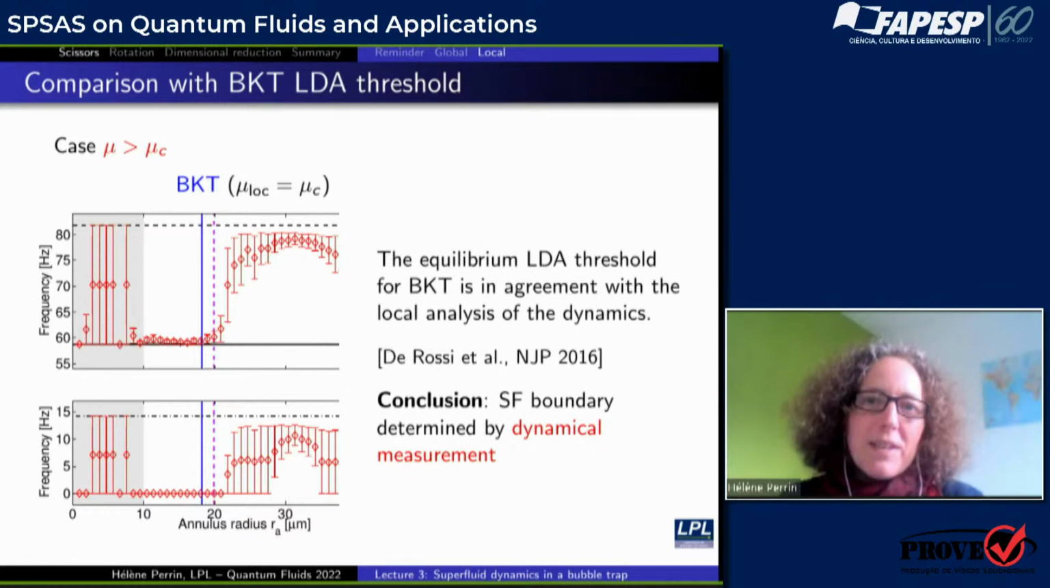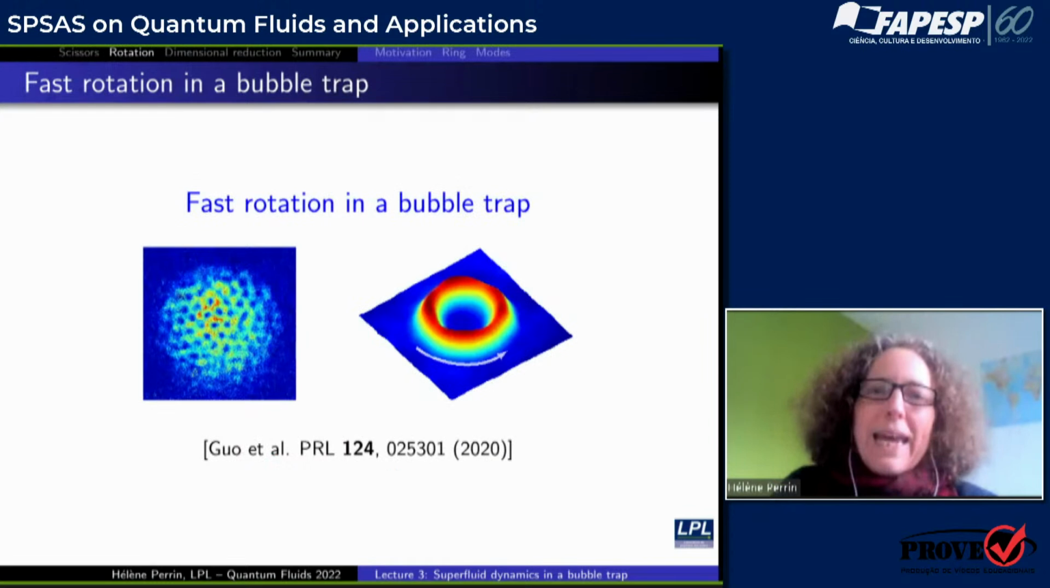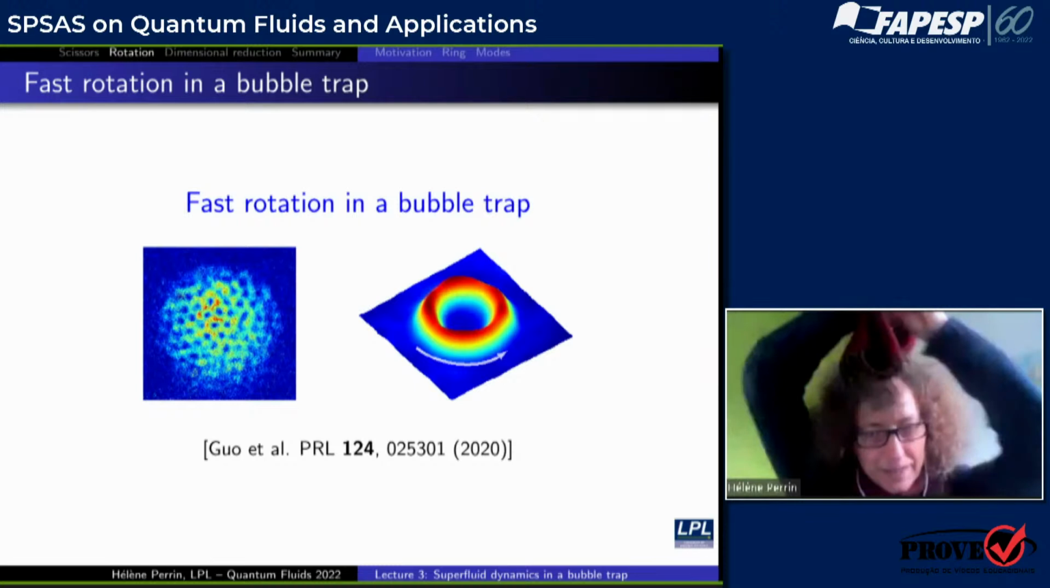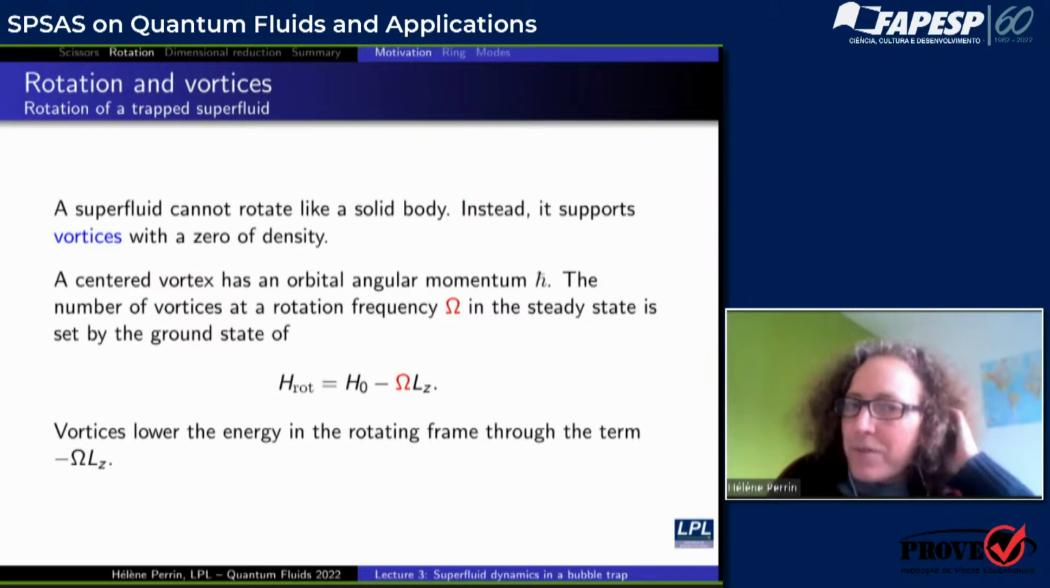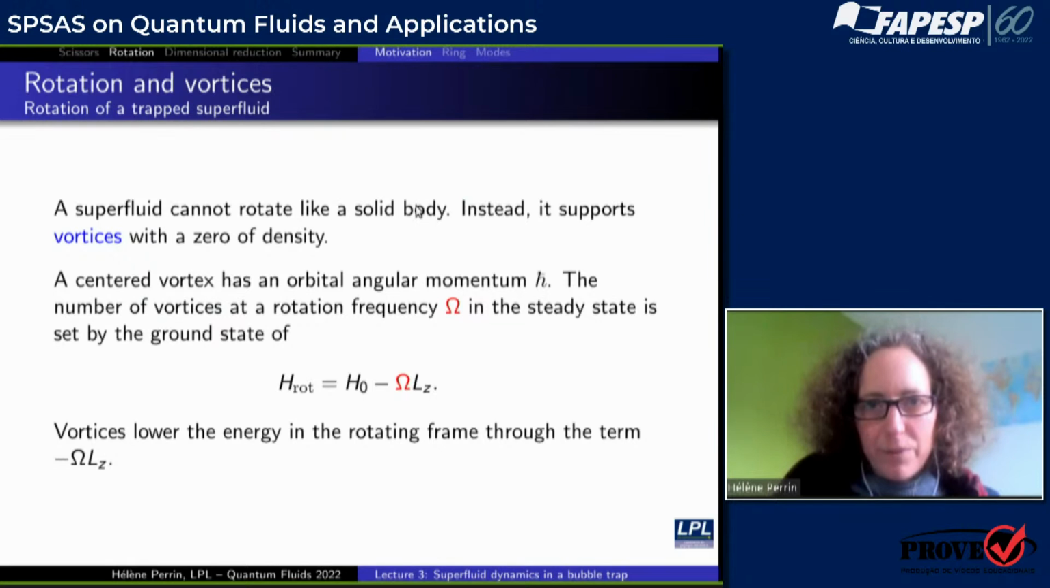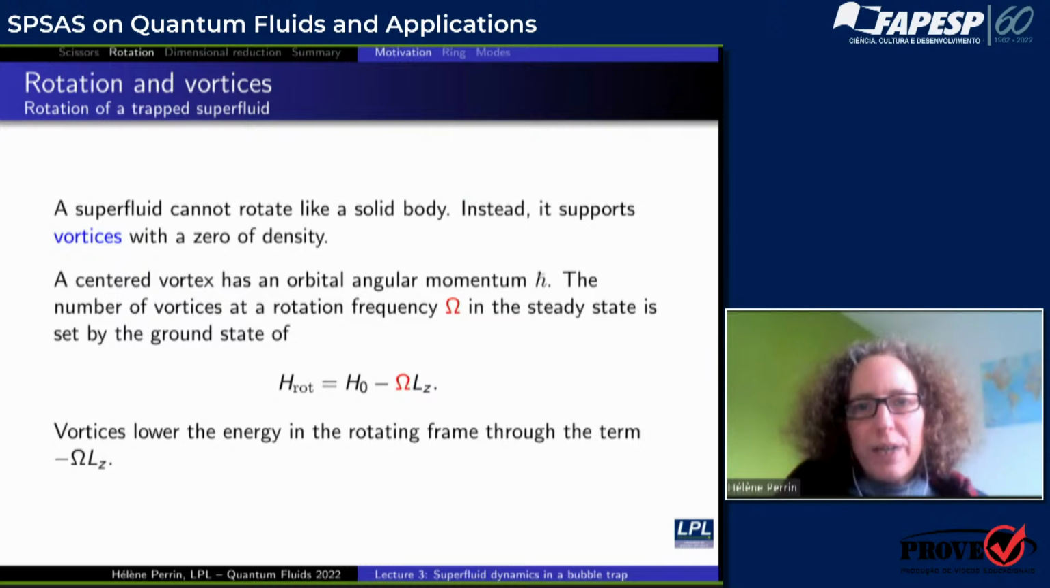So let me now go to a second experiment I wanted to explain, where I will spend a little bit more time, which is fast rotation in the bubble trap. So remember from the first lecture, I told you that a superfluid cannot rotate like a solid body. Instead, when you start to rotate it, it will accommodate vortices with a zero of density to be able to increase the angular momentum without violating the irrotational flow property of a superfluid. So if you have just one central vortex, it will have an angular momentum h bar. And then when you increase the number of vortices, each vortex will have an angular momentum a little bit less than h bar per particle. So why do vortices enter?